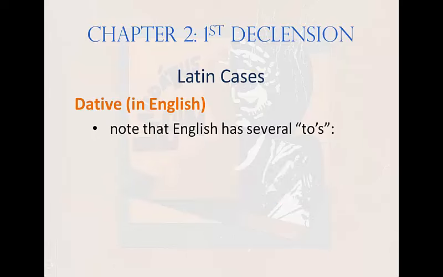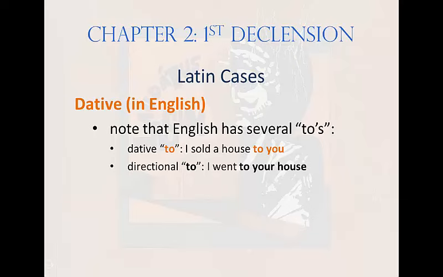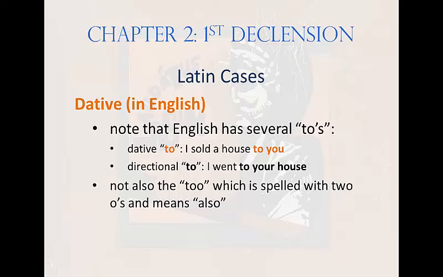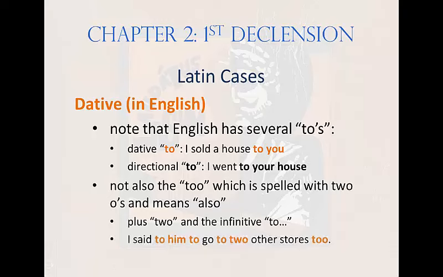Note that English has more than one to. There is the dative to, I sold a house to you, and also the directional to, I went to your house. And of course, both these tos are different from the too, which is spelled with two O's and means also. And all three of these are different from the two that means an amount, 1 plus 1, and the to which indicates that a verb is in the infinitive form. Consider this sentence. I said to him to go to 2 other stores too. I think we can all agree that English has way more than too many twos.